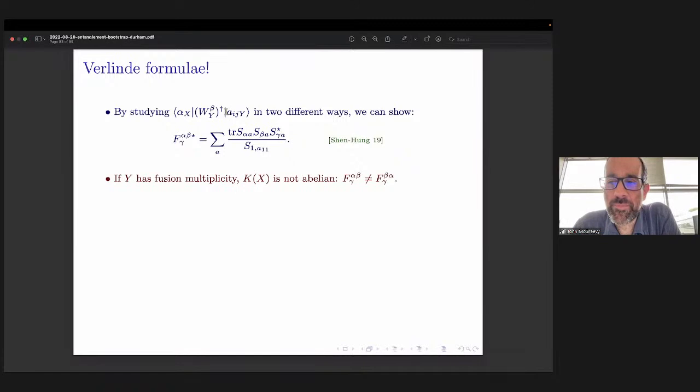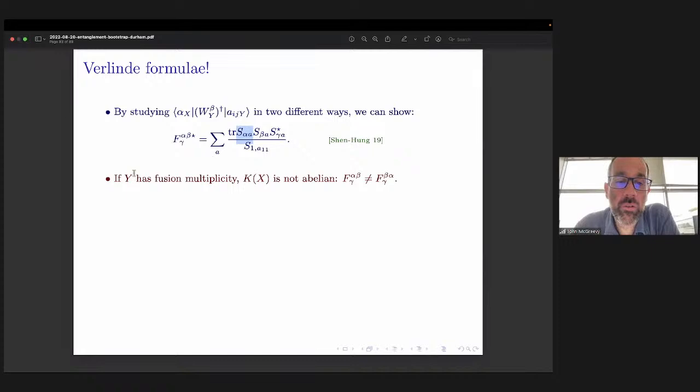So this structure constant of the operator algebra is related to this combination of S matrices. One thing to notice is if Y has fusion multiplicity, then this A comes with an index, an IJ index. In this formula, you're supposed to matrix multiply those things. So this is like A_IJ, A_JK, A_KI, and the trace is that sum over I.